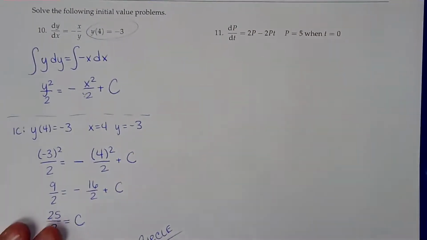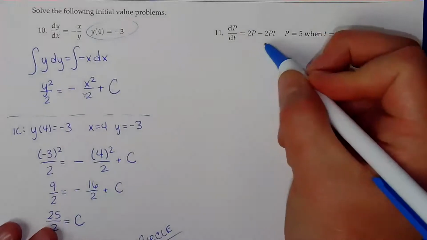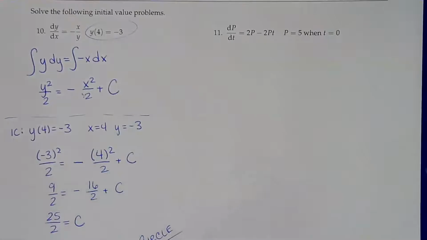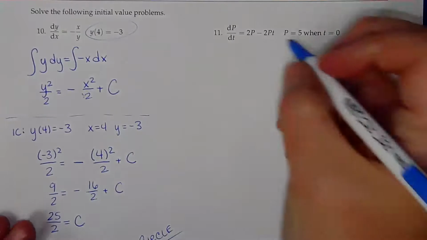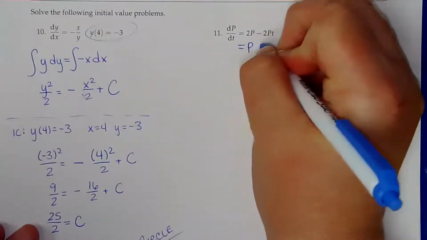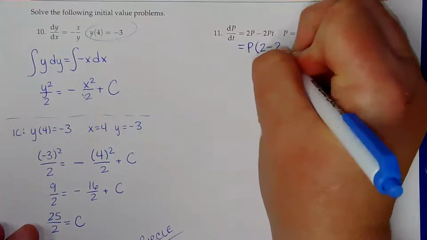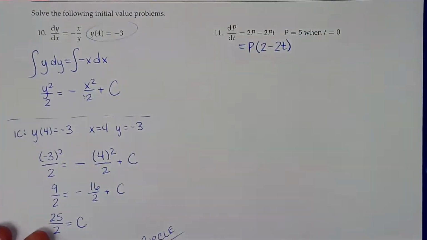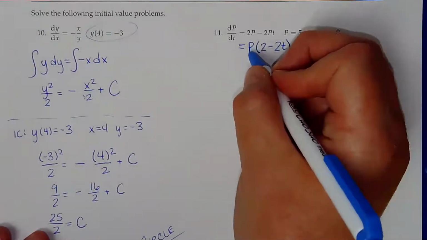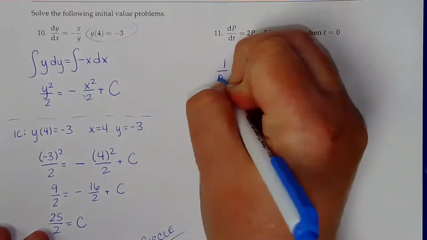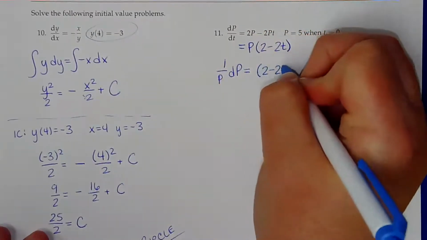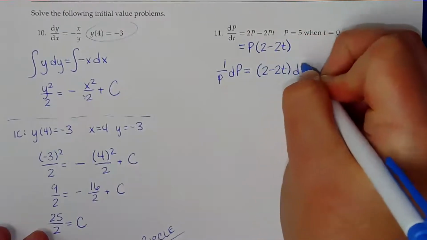All right, and then let's look at number 11. So I have dp/dt is equal to 2p minus 2pt. All right, so I need some function that just has p in it times another function that just has t in it. So to get that, I'm going to factor the p out. So I get p times (2 minus 2t) is dp/dt. Okay, and then I'm going to divide this p over. So I get 1 over p dp is equal to (2 minus 2t) dt.